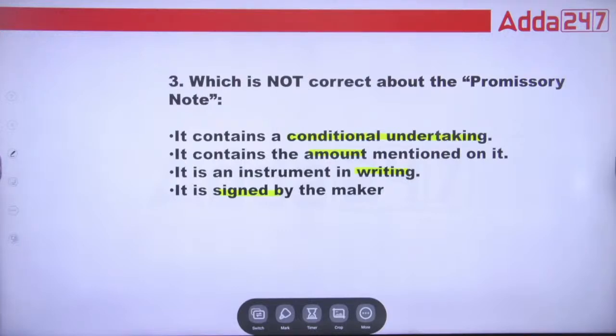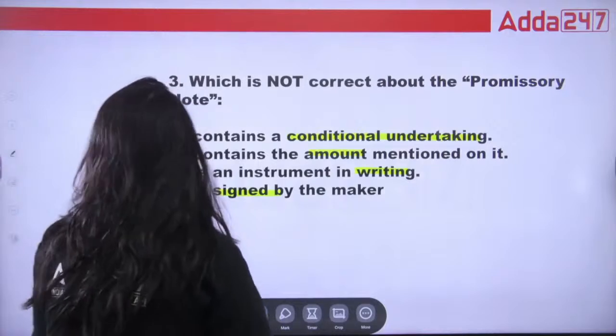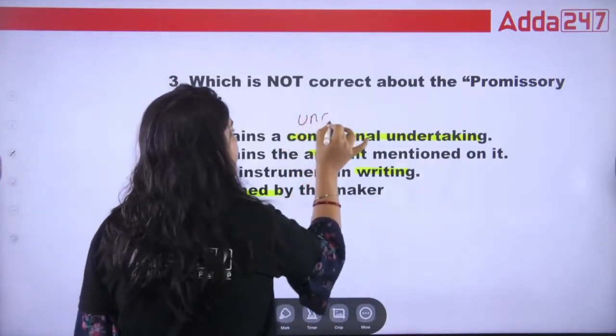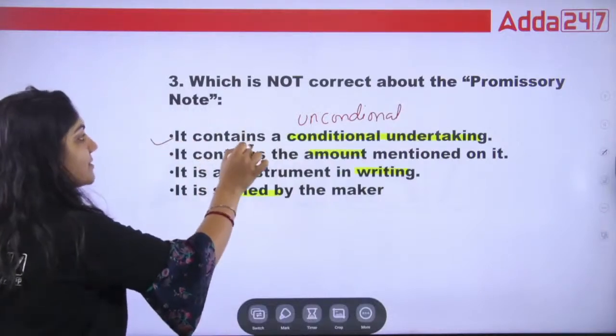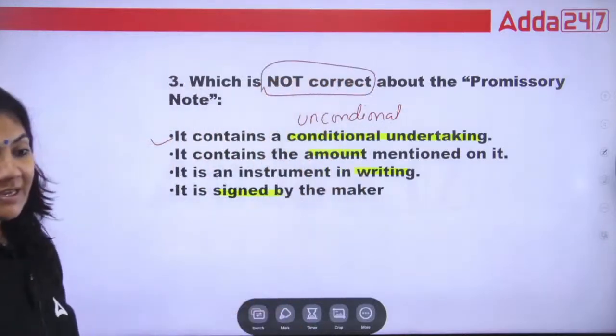Yes, class. Just remember the formula, okay? Just remember the definition and then tick mark the right answer. What is the exact answer here? Yes, class. The right answer will be that it contains not a conditional undertaking, but an unconditional one, without any condition. So this is the wrong statement and we have to tick mark the wrong statement. So for the third one, A will be the right answer.